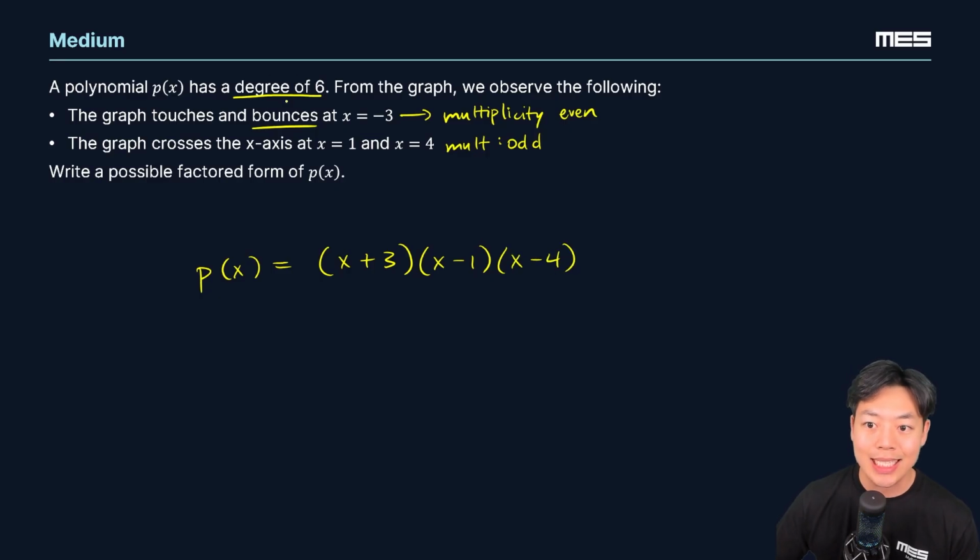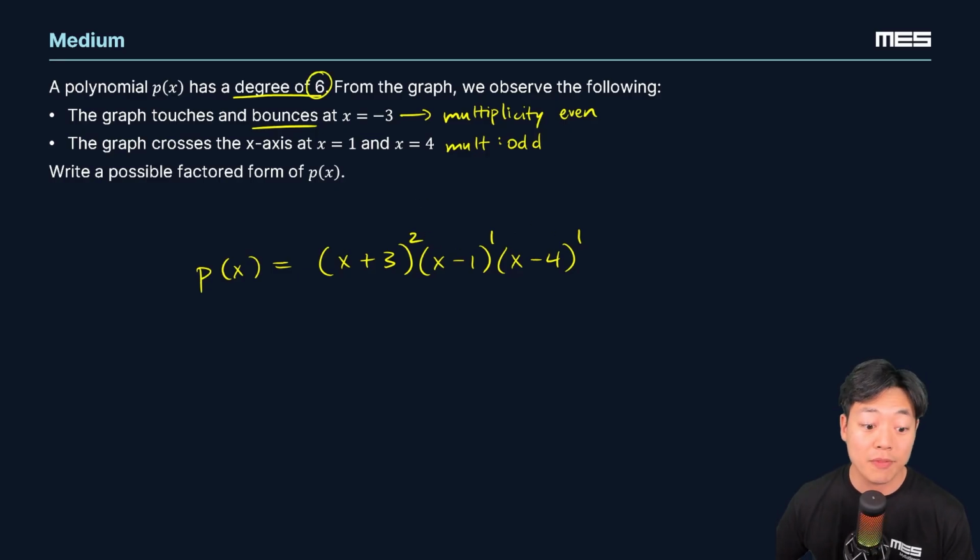Now the degree is 6. So let's say the multiplicity at x equals negative 3 is even. That means this has to be 2. But since the degree is 6, either one of these multiplicities, the powers here for x minus 1 and x minus 4, needs to be greater than 1. Because if it were just 1 and 1, the degree of this polynomial will just be 4.